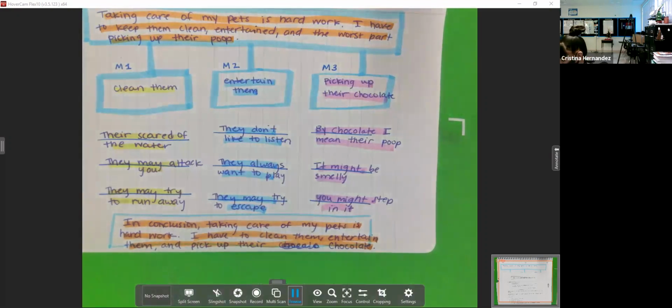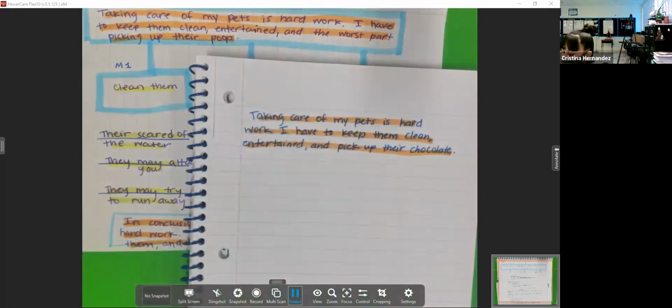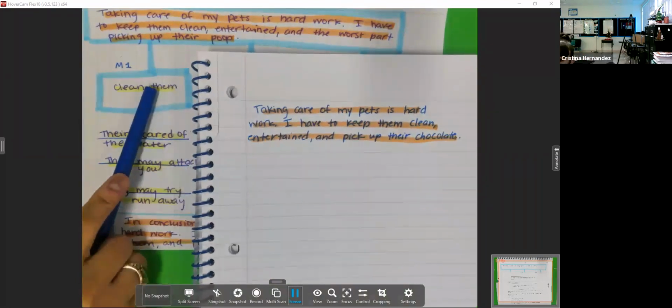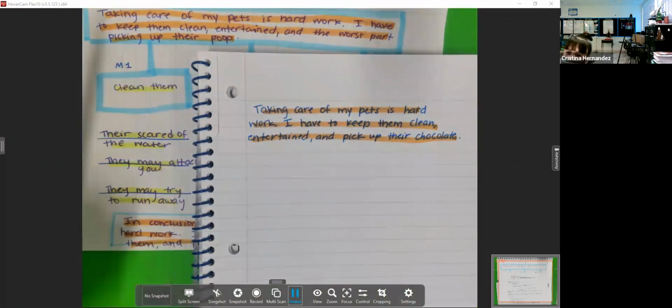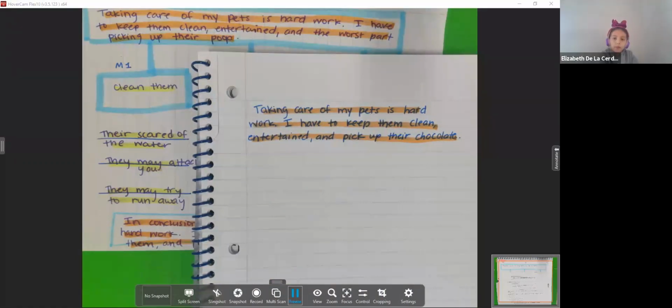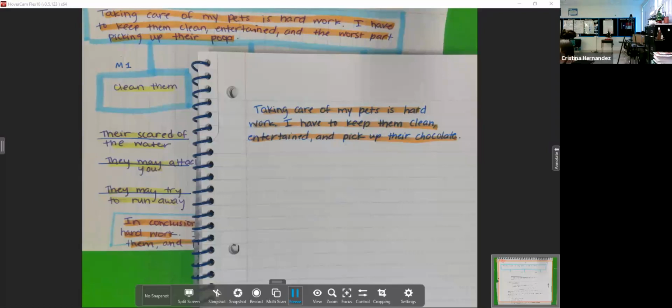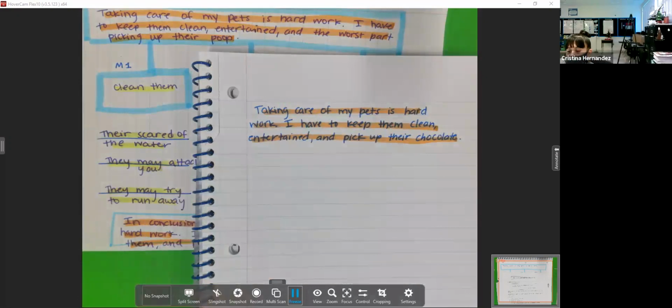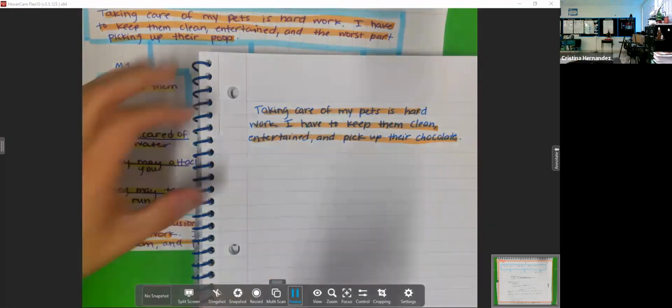Look at my paper. You've gotten a lot done today for writing. I'm proud of y'all. You've done very well. So here's what we have so far for our main idea. Which transition do we want to use? First, or to begin with? Or to start? Who wants to? So we have to turn this main idea into our topic sentence, which is always going to be the first sentence of each paragraph. I like to begin with. To begin with, it's hard to clean my pets. So begin with? No. Yeah.